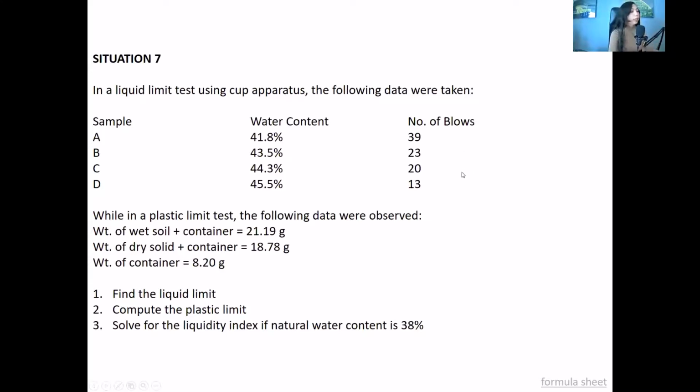Okay? So, ang tinatanong is, in a liquid limit test using cup apparatus, the following data were taken. We have 4 samples, A, B, C, D.